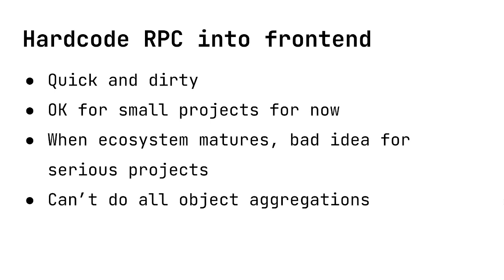So you may have just noticed how I just changed my slide, and instead of "can't do object aggregations," I changed it to "you can't do all object aggregations." The reason is that when I was recording this video, there was an RPC call that I wasn't aware of, and so I was under the impression that you could only get one specific object by object ID. You couldn't do anything else on the RPC.